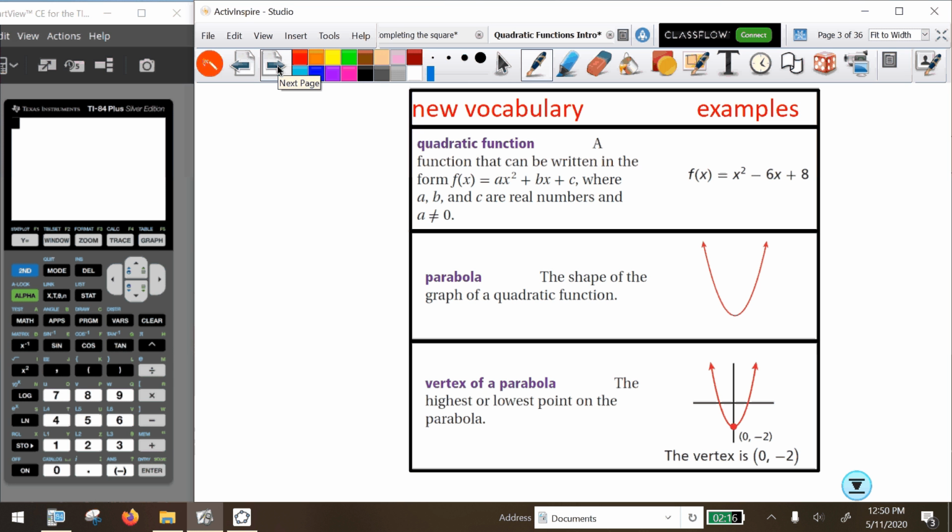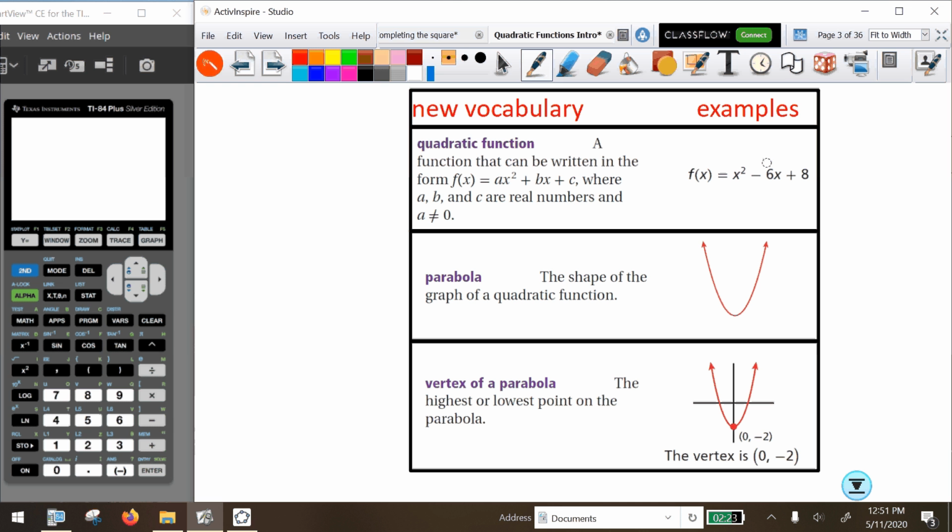A quadratic function is a function that can be written in the form f of x is equal to ax squared plus bx plus c, where a, b, and c are real numbers and a is not equal to 0. An example is over here to the right. This is a quadratic function in standard form. And it's quadratic mostly just because of this degree. The degree of the polynomial is 2. Its highest exponent on an x is 2, so that's what makes it quadratic.